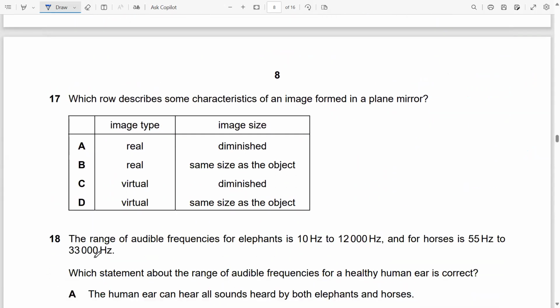Question number 17. Which row describes some characteristics of an image formed in a plane mirror? So image formed in a plane mirror is virtual. This is wrong. And it is on the same side, same size as the object. So option D is correct.